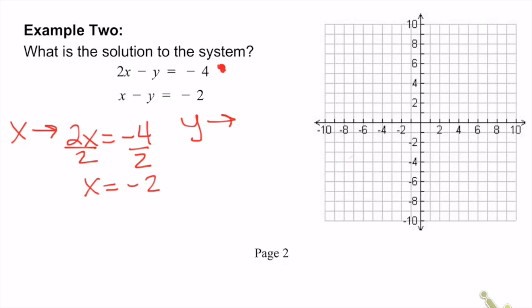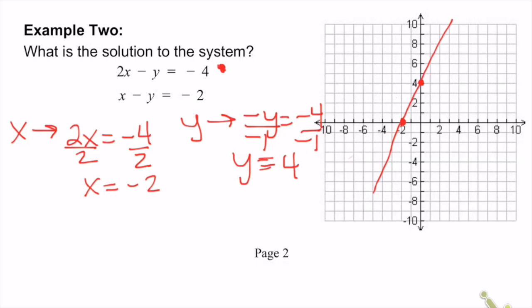Now for our y, we have negative y equals negative 4. Well, to get rid of that negative, we'll divide by negative 1 on both sides. So our y-intercept is at 4. So there's our first one. Let's go ahead and graph that. So our x is at negative 2, and our y is at 4. So we're going to connect those two dots and add our arrows.